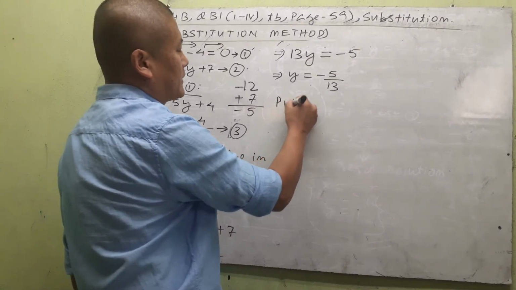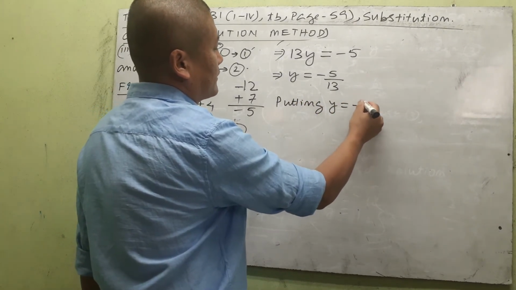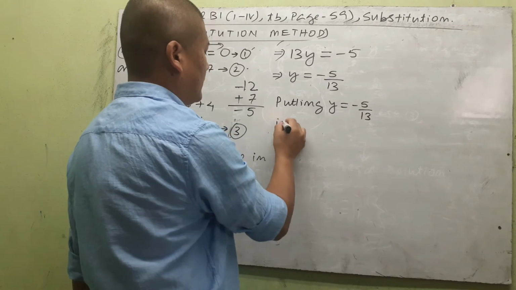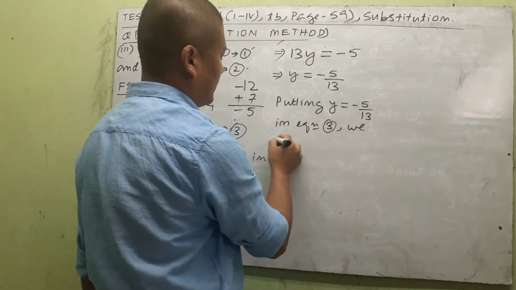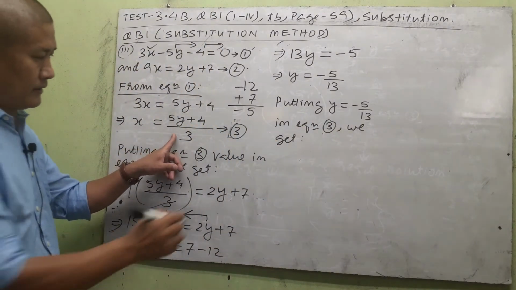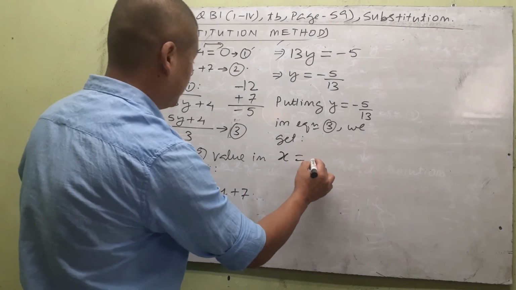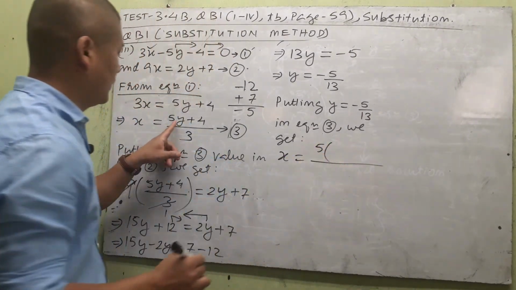To find your x, put this value, putting y is equal to minus 5 by 13 in equation 3. We get, because 3 is perfectly arranged to find x. So x equal to, longer line you put, 5 into y here.